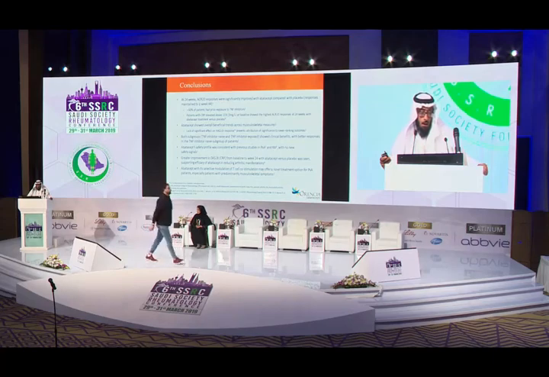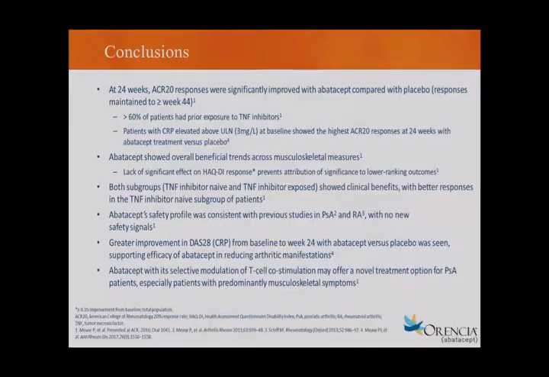Conclusions: at 24 weeks, ACR20 responses were significantly improved with abatacept compared with the placebo, and the responses extended to week 44. 60% or more of patients had prior exposure to TNF inhibitors. Abatacept showed overall beneficial trends across musculoskeletal measures. Both subgroups, TNF inhibitor naive and TNF inhibitor exposed, showed clinical benefits with better responses in the TNF inhibitor naive subgroup of patients. Abatacept's safety profile was consistent with previous studies in psoriatic arthritis and rheumatoid arthritis with no new safety signals.